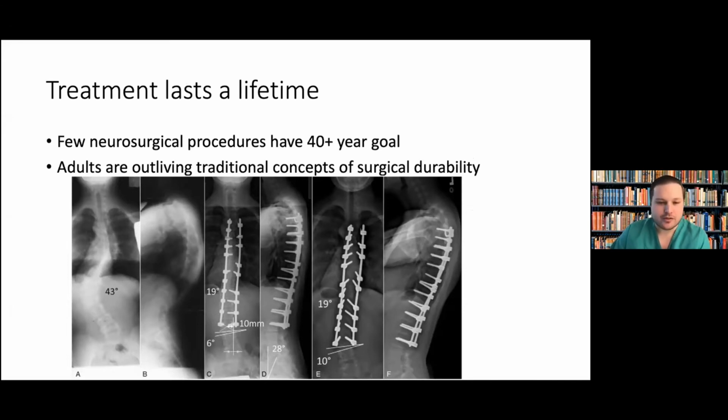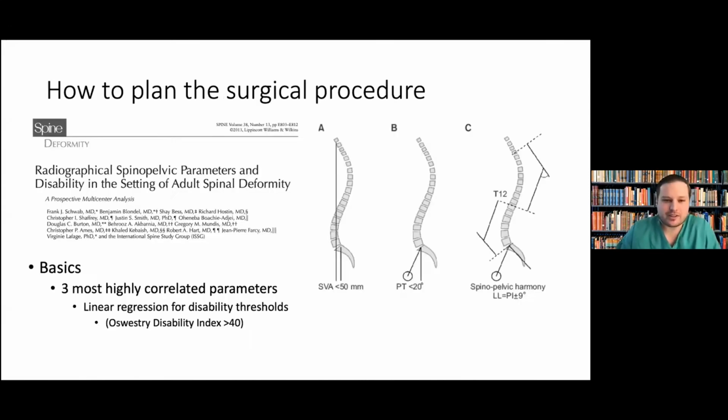So there's few things in neurosurgery outside of these fusions where the goal is several decades long, right? And then on top of that, adults are kind of outliving what was traditionally defined for surgical durability. So all of that explains why we should be planning the surgical procedure. Now I'm going to go into how to plan the surgical procedure, what you should be looking for if you're going to plan the surgical procedure.